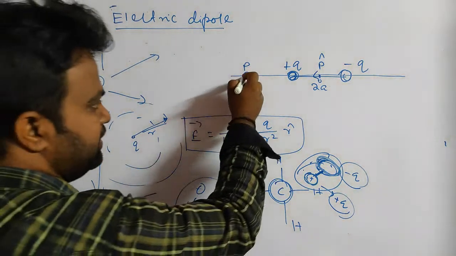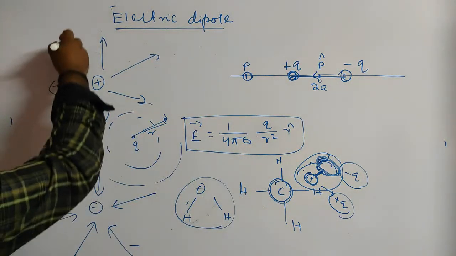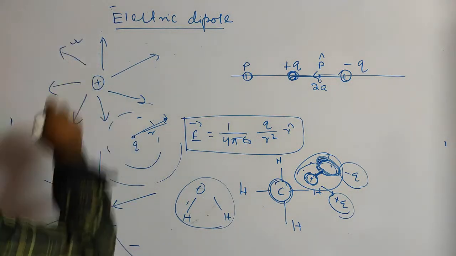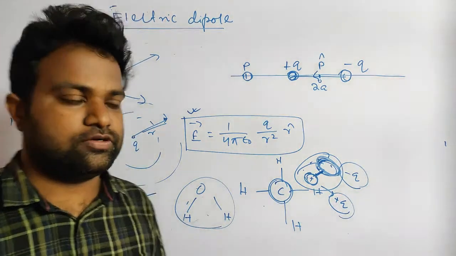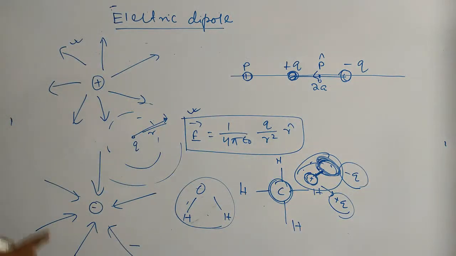Now we will calculate the net electric field at point P. We will use the concept of these electric field lines and also the mathematical form of the electric field vector. We will use both here in the derivation.